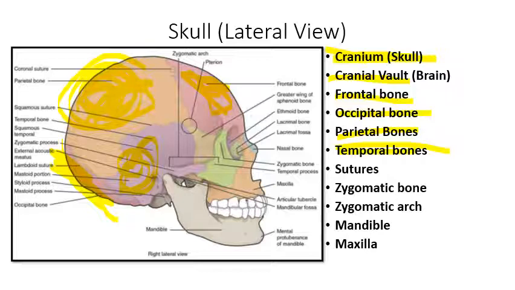Okay, now notice that these bones are joined together, but they are still separate. If you've ever seen an old dried out human skull, you'll notice that it can easily be broken into the frontal bone, the occipital bone, the temporal bones, and the parietal bones, because they are joined together by joints. They're not a single solid bone.